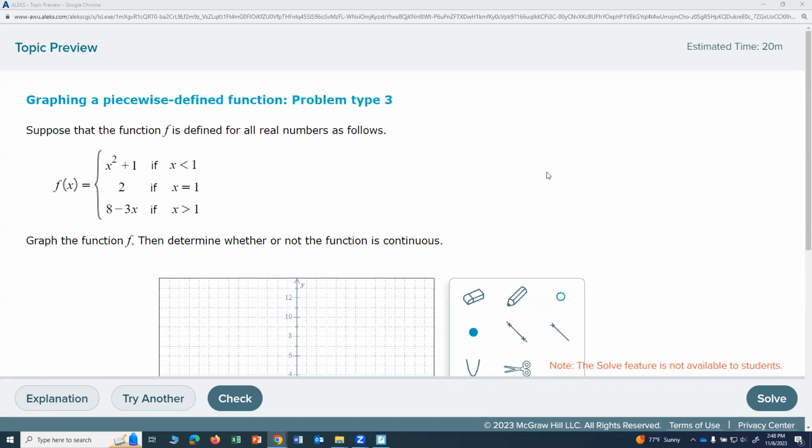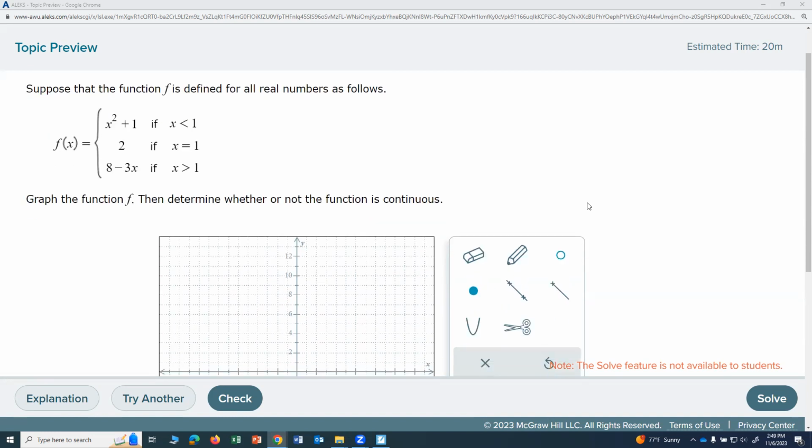This video has another practice problem on graphing a piecewise defined function in ALEKS. We have f of x equal to x squared plus 1 if x is less than 1, f of x equal to 2 if x equals 1, and f of x equal to 8 minus 3x if x is greater than 1. We want to graph the function and determine whether or not it's continuous.